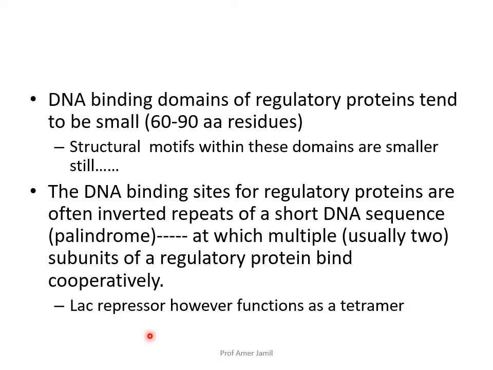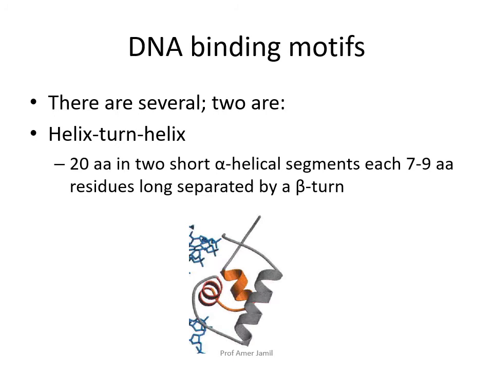Lac repressor of E. coli, however, functions as a tetramer, as we have discussed already in one of my lectures. There are several types of DNA binding motifs which perform their function during gene expression. But here I give you the example of the most common ones. The first one is helix-turn-helix. It contains 20 amino acids in two short alpha helical segments. So both have the helical structure, each 7 to 9 amino acid residues long, separated by a beta turn.